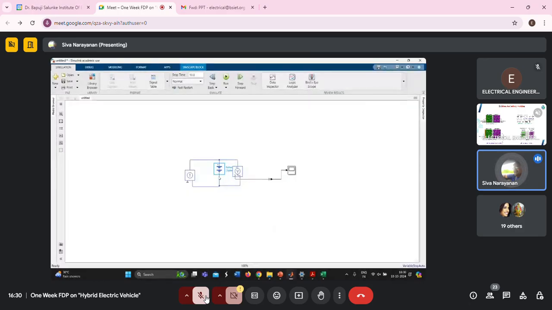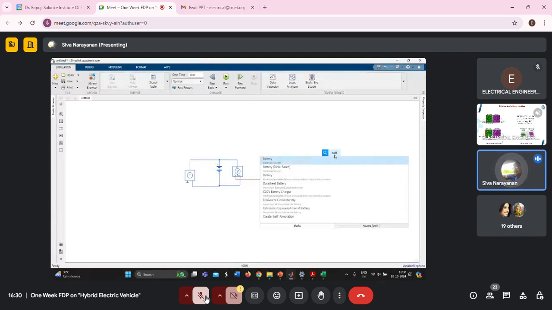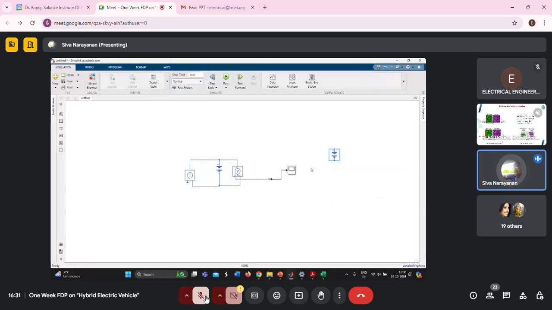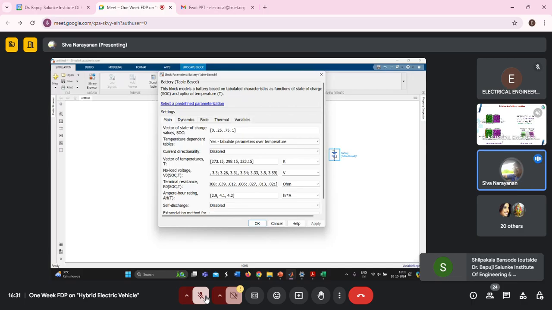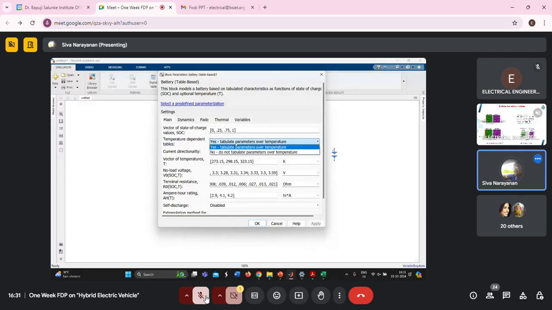This can be done in MATLAB if you have the capability to develop the code. Or if you have Simulink, in the recent MATLAB version you have an option called battery table based, so you can directly use that block. In that block you have the option to specify the different SOCs. To give this SOC, you should have this value prior to this. Here only 4 SOCs are given, and for different temperatures you can give the values. For example, here you have 3 different temperatures.